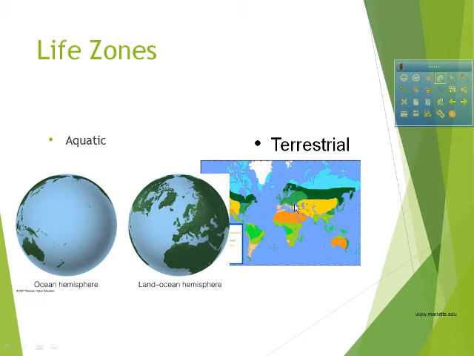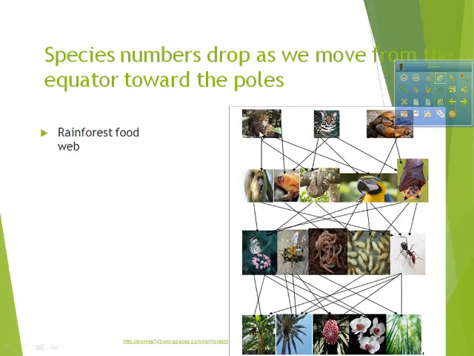Okay, so life zones, aquatic and terrestrial. Makes sense, right? Land versus water. Okay, so in general, this is a total generality, which I don't really even like, but a lot of the textbooks use it, so I want to make sure that you're familiar with it in case they ask you about it on the test. In general, species numbers drop as we move from the equator toward the poles. However, that's what you're supposed to know for the test.